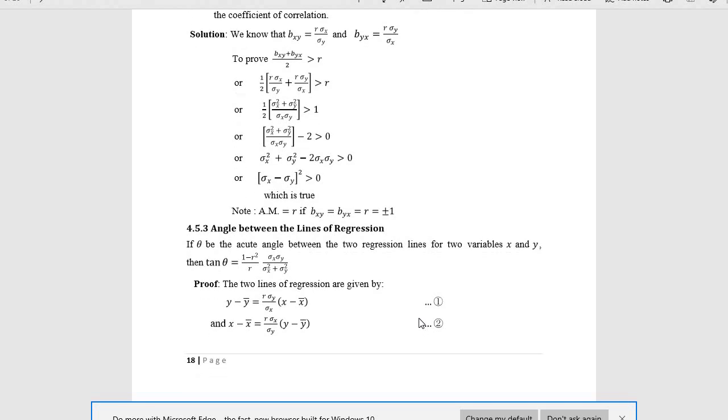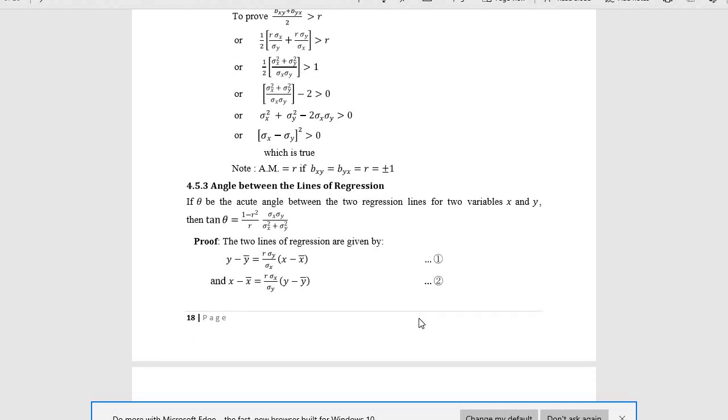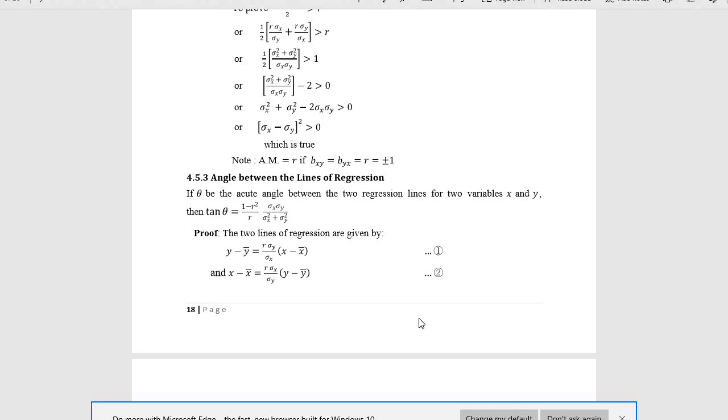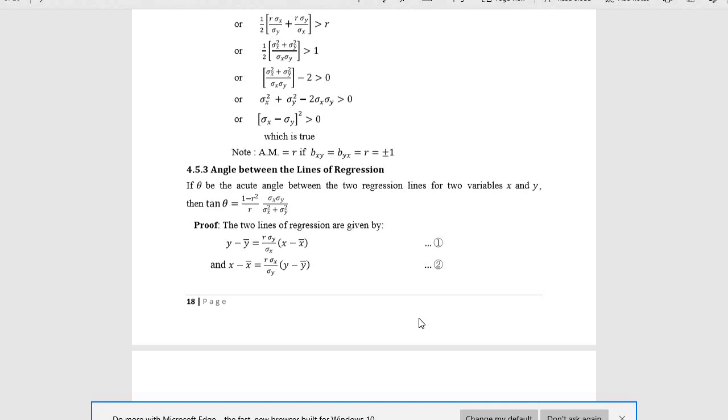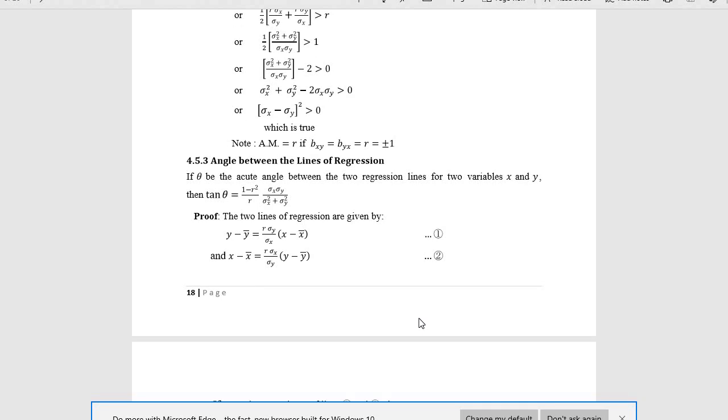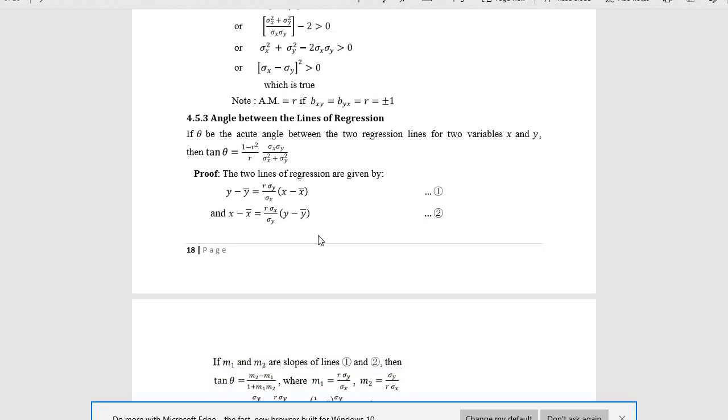In the formula you have to remember, if theta is the acute angle between the two regression lines for two variables x and y, then tan theta is equal to (1 minus r square) by r into sigma x sigma y by (sigma x square plus sigma y square). And the y on x equation you have to remember. This is the way we write the y on x regression line: y minus y bar is equal to r sigma y by sigma x into x minus x bar. For y on x, x is always sitting at the bottom. For x on y, y is always sitting at the bottom. That way you logically have to remember.